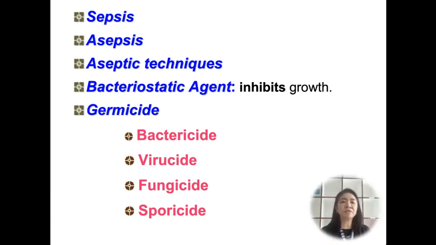Then bacteriostatic agents, on the other hand, are those antimicrobial agents that cannot really kill your microbes, but they can only inhibit it from growing further to multiply. Okay, so it will stop any metabolic processes. So dili gid mo tubo o dili pod mag-multiply imong microorganism.